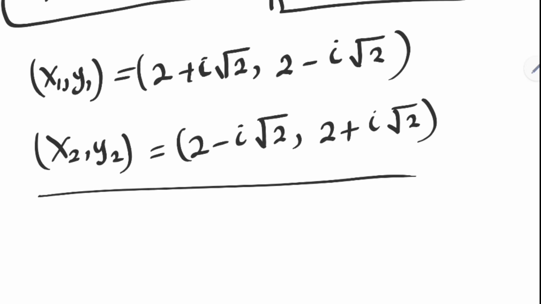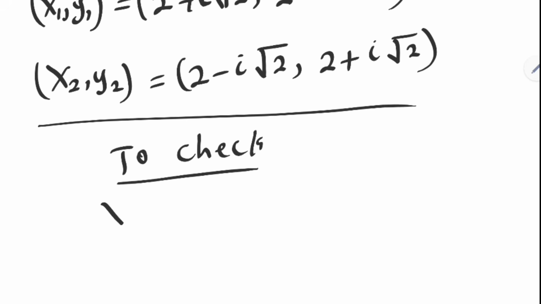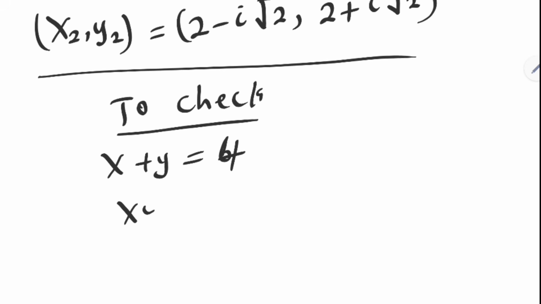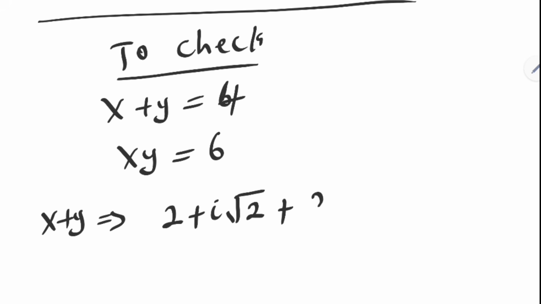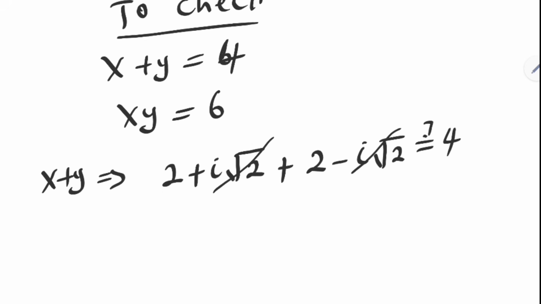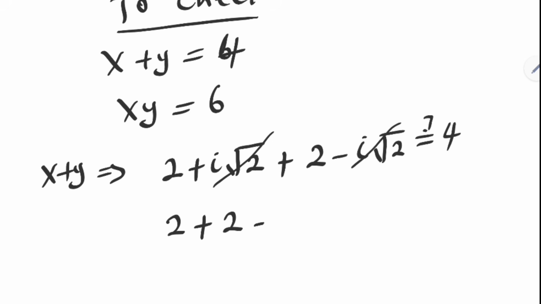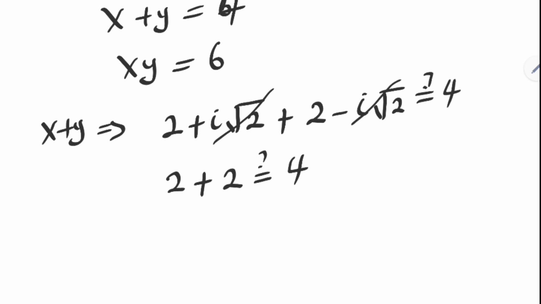Let's check. To check, we have the given equations. x plus y is equal to 4. Then xy is equal to 6. Now, x plus y, this is 2 plus i root 2 plus 2 minus i root 2, must be equal to 4. This cancels this. 2 plus 2 must be equal to 4. 2 plus 2, this is 4, is equal to 4, which is true.